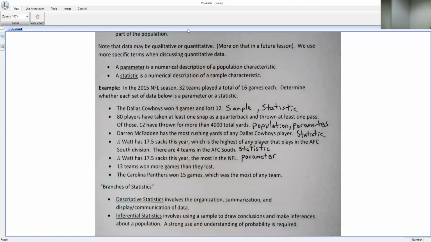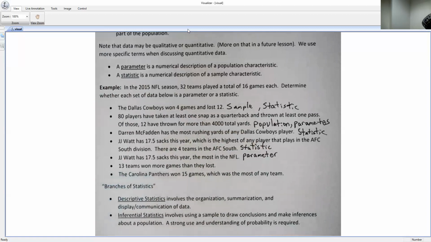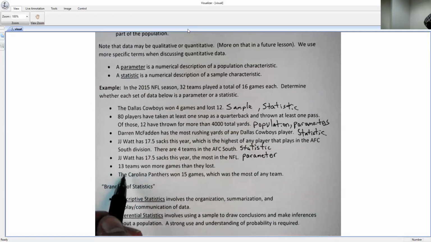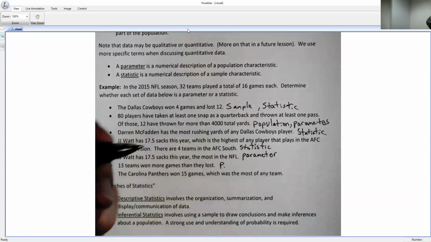So again, whether we have a statistic or a parameter is going to depend a lot on how we define our population. Next one, 13 teams won more games than they lost. We can infer there that we're measuring something about all the games played. So this would be a parameter. Let's just do P for parameter.